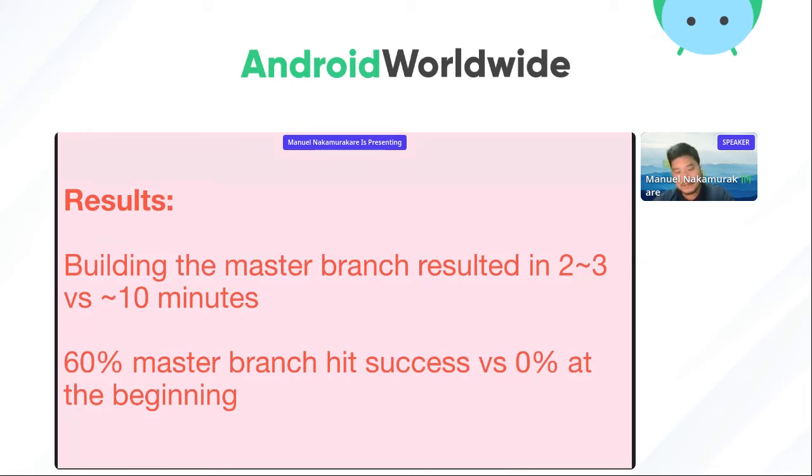And the reason why this is 60% and not 100% is that sometimes people were building a master branch, but they were making some changes to their code. So in that sense, because they made some changes, they are not able to take full advantage of the remote cache.